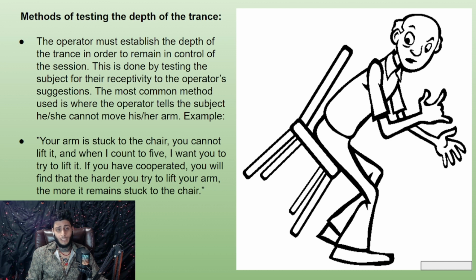Example: your arm is stuck to the chair. You cannot lift it, and when I count to 5, I want you to try to lift it. If you have cooperated, you will find that the harder you try to lift your arm, the more it is stuck to the chair. Now, this is a test, right? This is a verbal test under hypnosis when they're under a trance state. The words you're saying are now something that they truly believe.